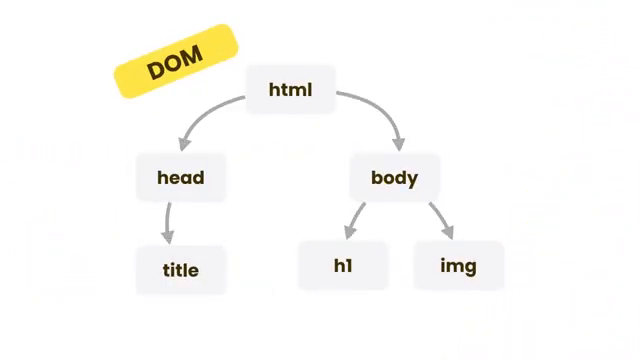Earlier, we talked about the DOM or Document Object Model. I told you that when the browser reads the HTML document that is returned from the server, it constructs a document object model. Now let me show you this document object model in action.